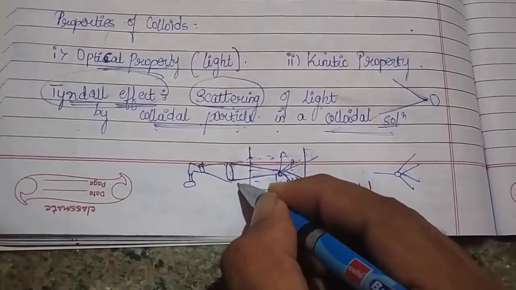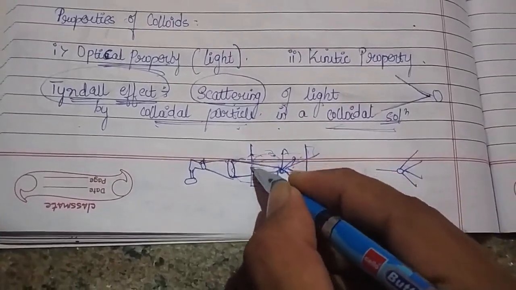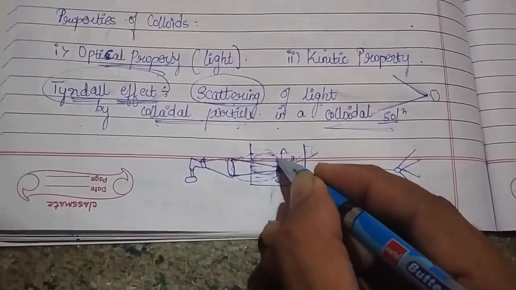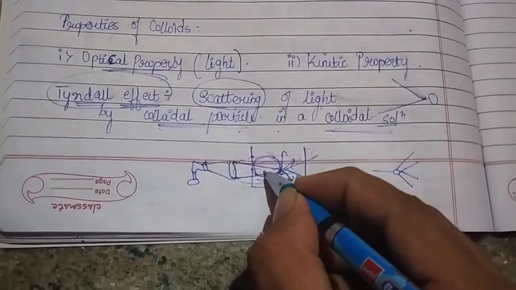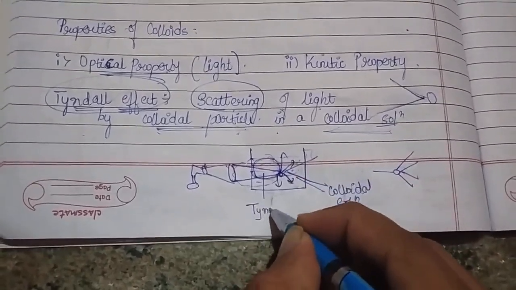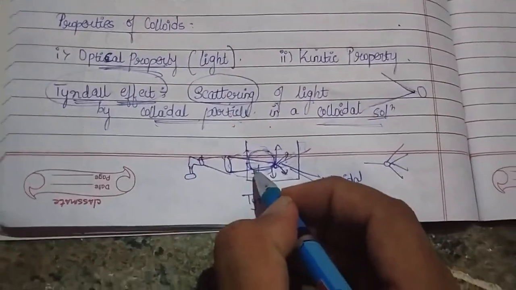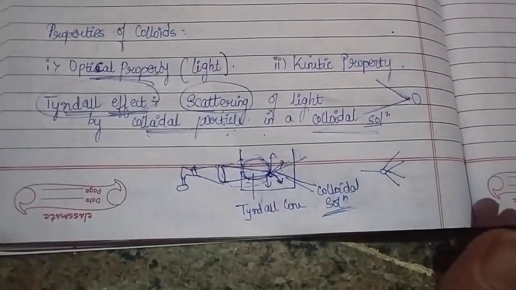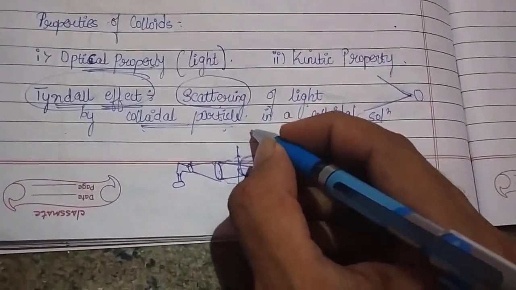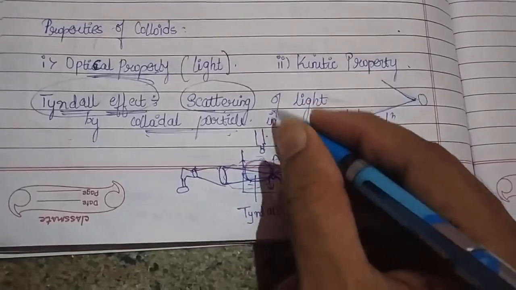So this part which we will be seeing in the solution, this part, the inner part inside the solution that we can see, this will be called your Tyndall cone. What do we call this? Tyndall cone. Can we observe it normally? Of course not. In order to observe it, we have to look through a microscope at 90 degrees.